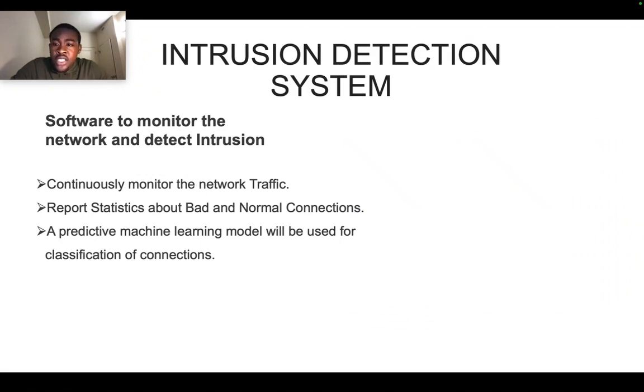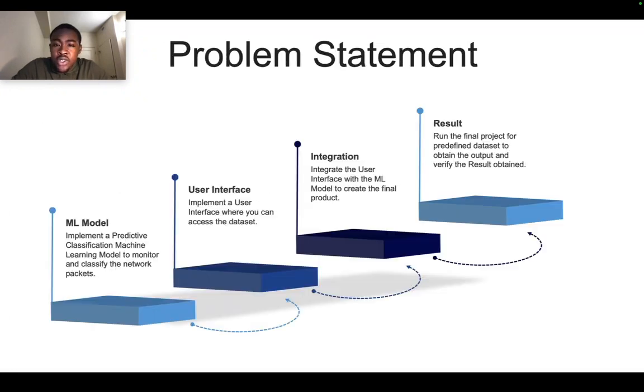Now, in an intrusion detection system, the software must meet the following requirements: continuously monitor the network traffic, report statistics about bad and normal connections, and it must be a predictive machine learning model for classification of connections. For the problem statement, I'll be designing the ML model, then implementing the user interface. Then I will integrate both the ML model and the user interface and do a final testing on the available data set.